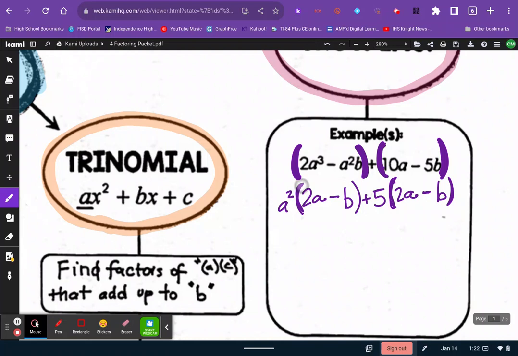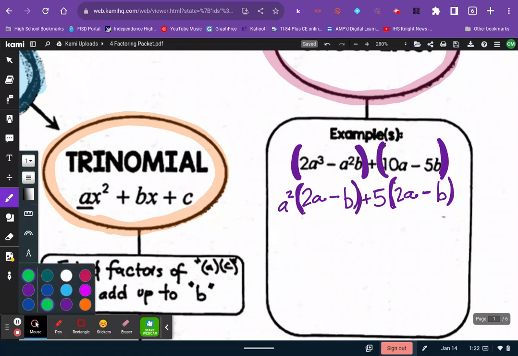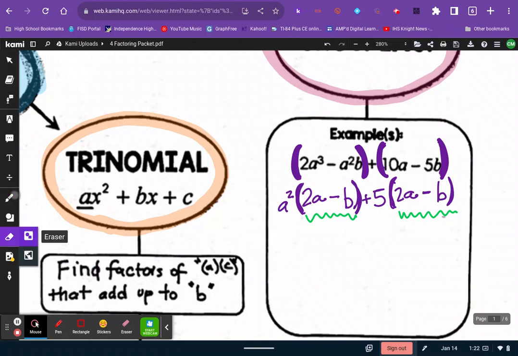So notice now in my groups, I have a common factor here. I have 2a minus b and also 2a minus b. That should always happen. That means that is a common factor. If you do not get the same common factor inside the parentheses for both groups, then it's not going to work to factor in this way. You would have to go back, possibly try to switch groups, mix up the groups, or it may not work at all.